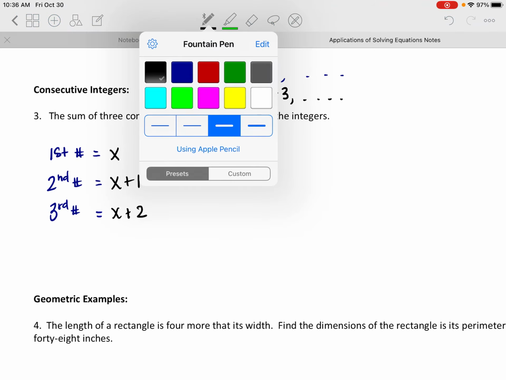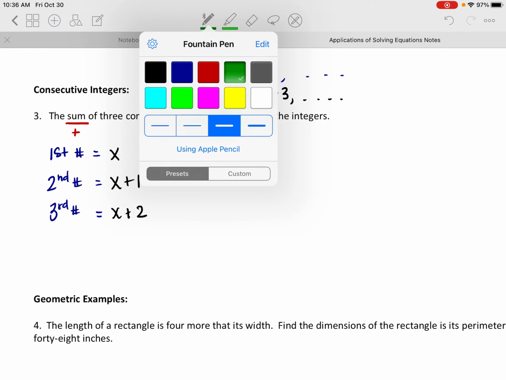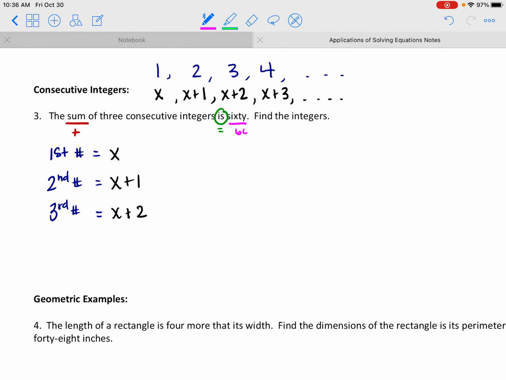So now it says we have these 3 consecutive integers and we want to find the sum of them, and that sum is, there's our equal sign, 60. So if I take my first integer x, add it to my next integer, which was x plus 1, and add that to my next integer, which was x plus 2, all of those have to add up to 60 all together. And there's our equation, okay?